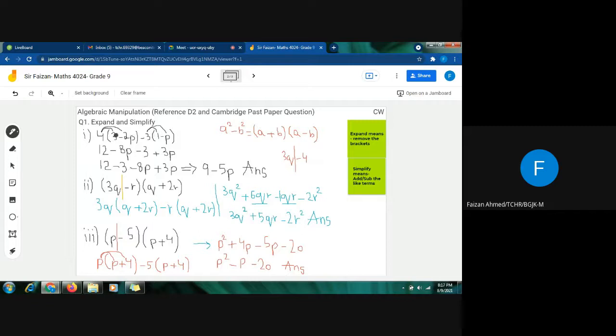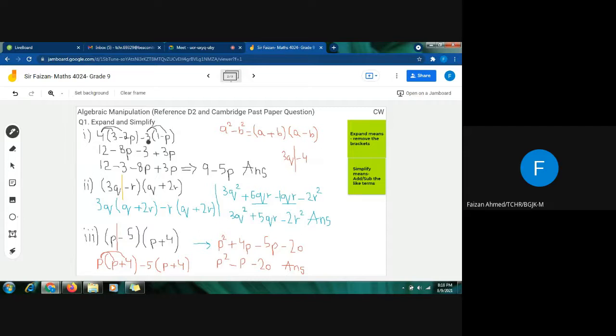But the problem is that there is a number outside the bracket. And whenever there is a number outside the bracket, it means that this number will be multiplied with each and every term which is present inside the bracket. There are two terms in this bracket. The first term is plus 3 and the second term is minus 2p. Since 4 is outside the bracket, I have to multiply 4 with 3 as well. 4 times 3 will be 12, and 4 times minus 2p will be minus 8p.